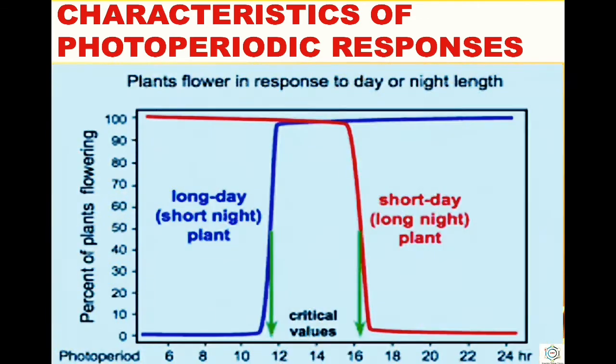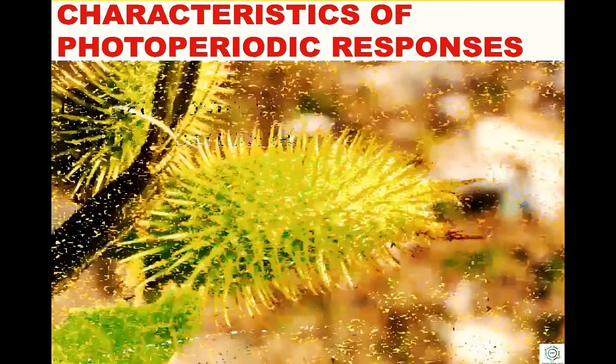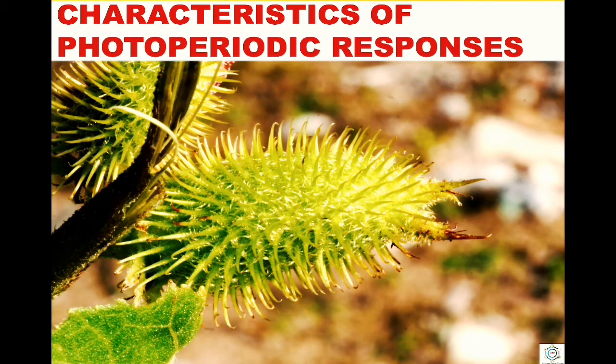Second is critical day length. It is the duration of light period required to induce flowering which must not be exceeded in case of short day plants and should always be exceeded in case of long day plants. For example, Xanthium, a short day plant, requires a critical day length of 15.5 hours. If these plants get less than 8.5 hours dark, they fail to flower. That means the critical day length of 15.5 hours must not be exceeded.